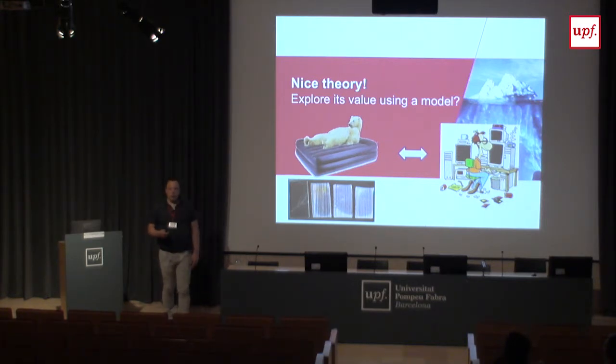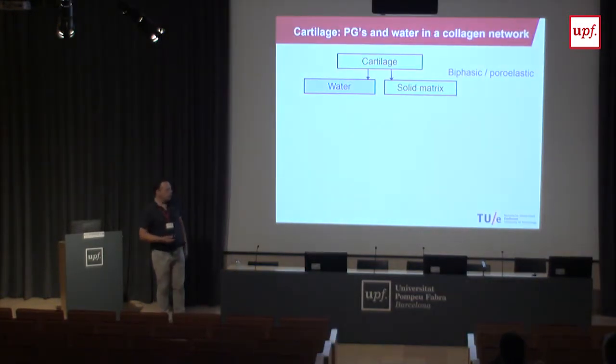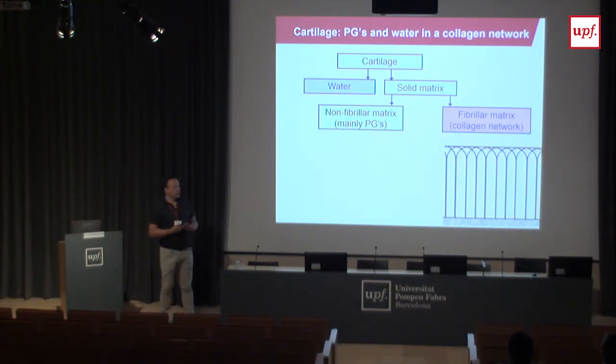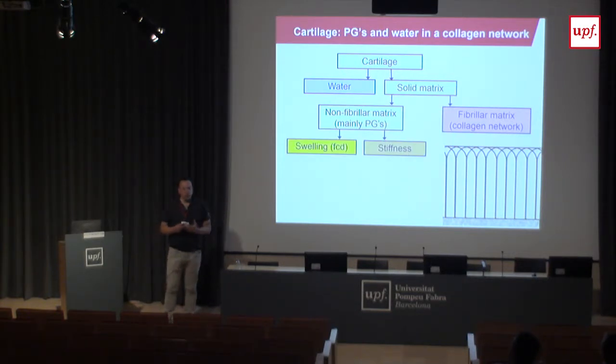And so we sat down and tried to take that whole theory and put it into a computer model of articular cartilage and see how all these things play together. And of course you start with what I called a biphasic model, so we have the solid and we have the water inside. But now we know that if you look at the solid, it basically has the fibers, of course, and it has the non-fibrillar amorphous matrix. And that non-fibrillar matrix consists of a polymer, so it has some stiffness in itself, but also it has a really strong swelling capacity.